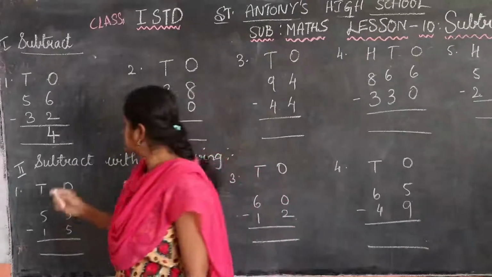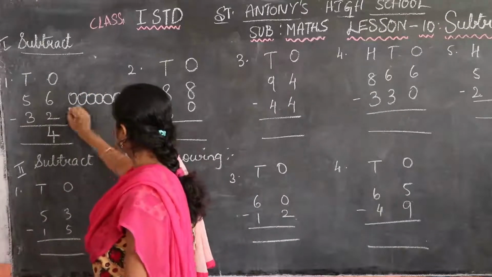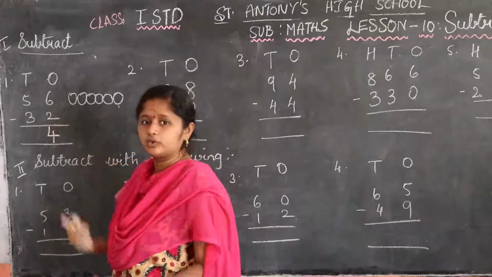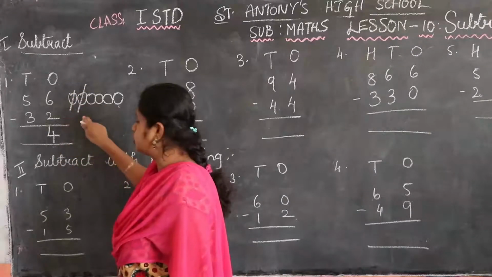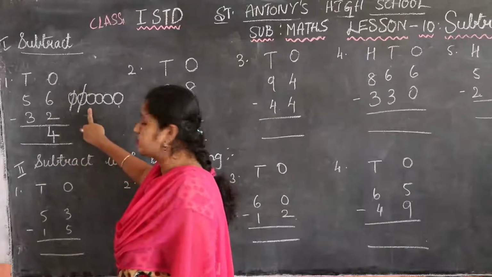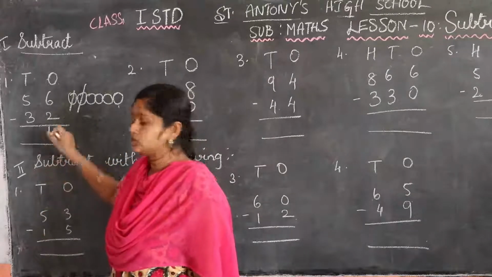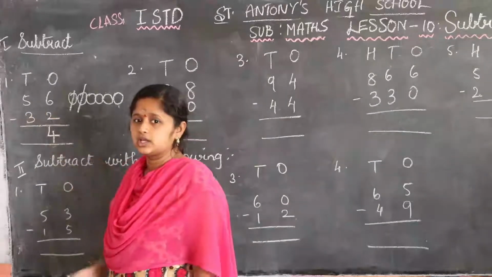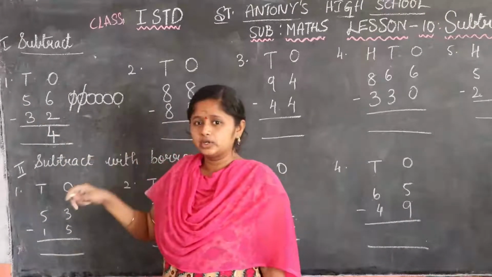Okay children, see the objects also. 1, 2, 3, 4, 5, 6. So 6 balls you have all drawn. Out of these 6, how many balls do you have to take away? 2. 1, 2. So 2 balls you have reduced. You have thrown them. Okay. So how many are left? 1, 2, 3, 4. So 4. So 6 minus 2 is how much, children? 4.